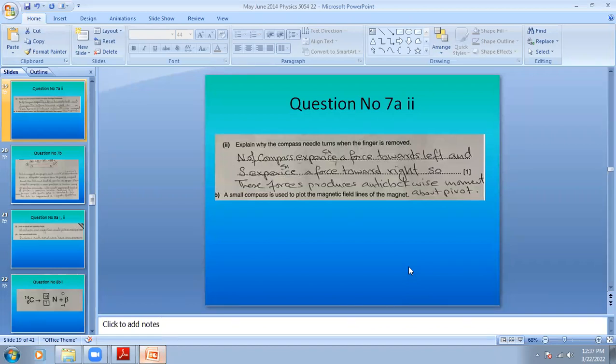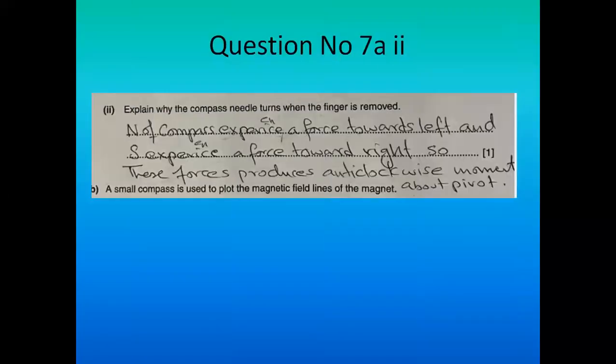North of the compass experiences a force towards the left, and the south of the compass experiences a force towards the right. So these forces produce an anti-clockwise moment about the pivot.